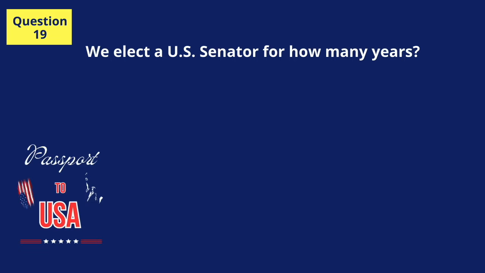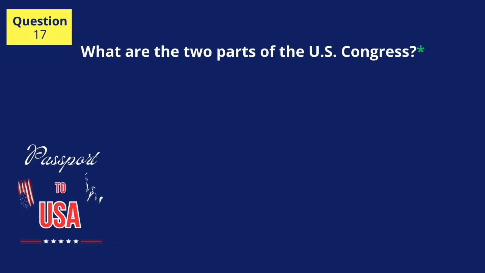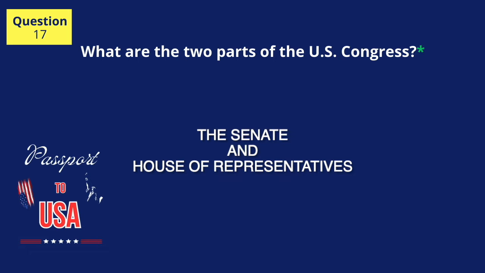We elect a U.S. senator for how many years? 6. What ocean is on the west coast of the United States? Pacific Ocean. What are the two parts of the U.S. Congress? The Senate and House of Representatives.